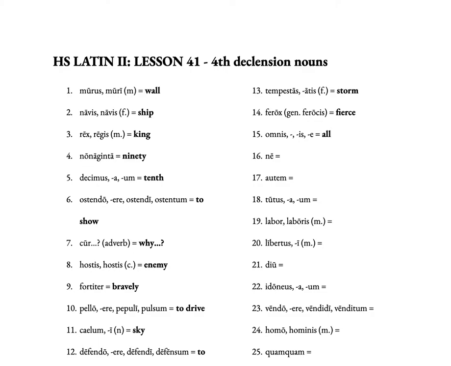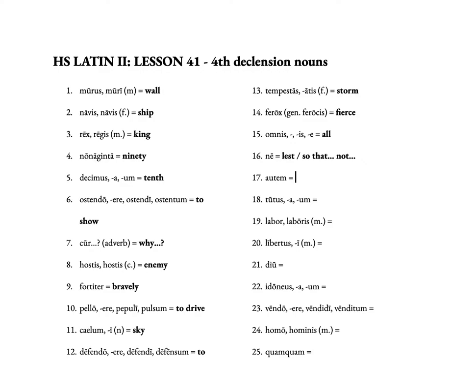Omnis means all or every. Often you see it in the plural, omnes, meaning everyone, or omnia, neuter, meaning everything. Ne is a word that you find in purpose clauses, as we saw recently. So ne plus subjunctive means lest, or so that something may not happen.